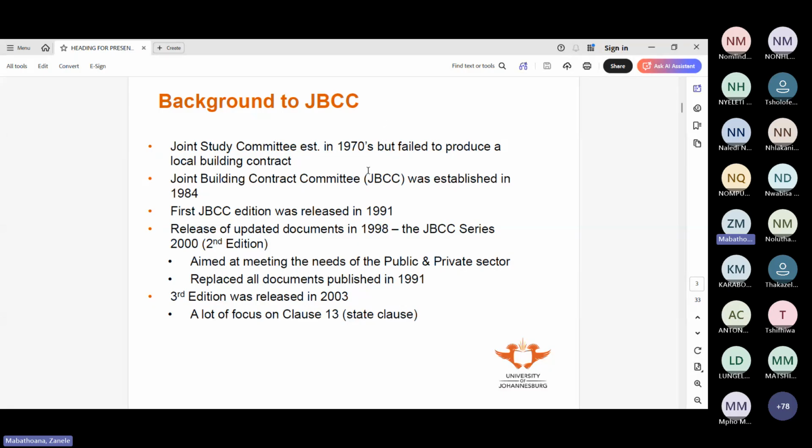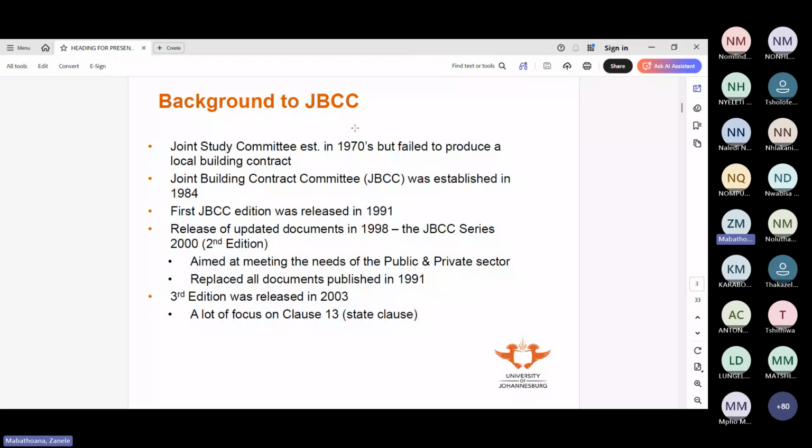And then in 1984, they established the JBCC, the Joint Building Contract Committee. And from 1984, they were working on something. Then in 1991, they released the very first JBCC edition. And then around 1998, they released updated documents.